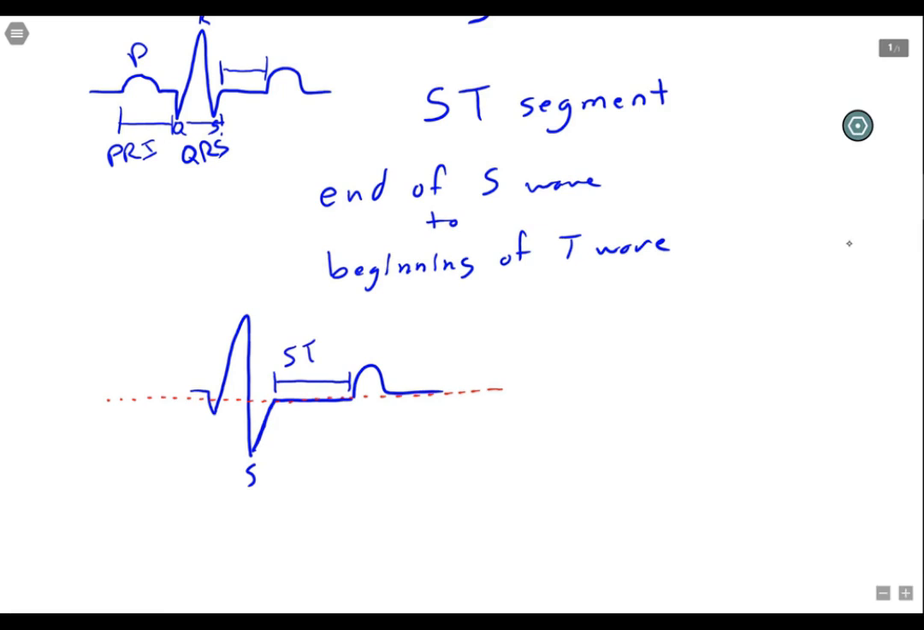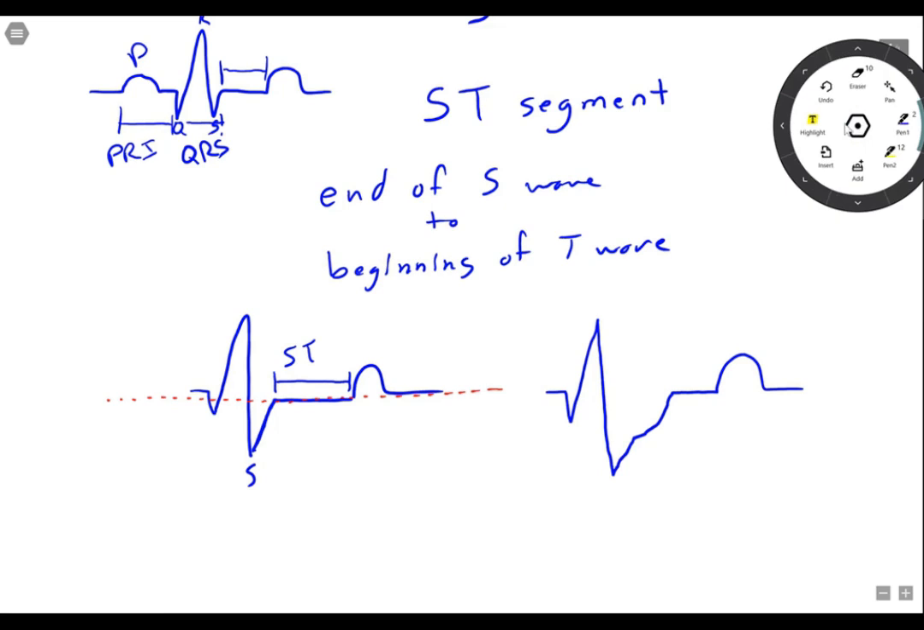Now, it could be a little more confusing. You could see this. And so you can see our baseline here has not changed much. Here's our baseline. But what you notice here is the S wave came up, and then right here, it changed directions. And that is the end of the S wave. And we call the end of the S wave the J point. And that is the J point.